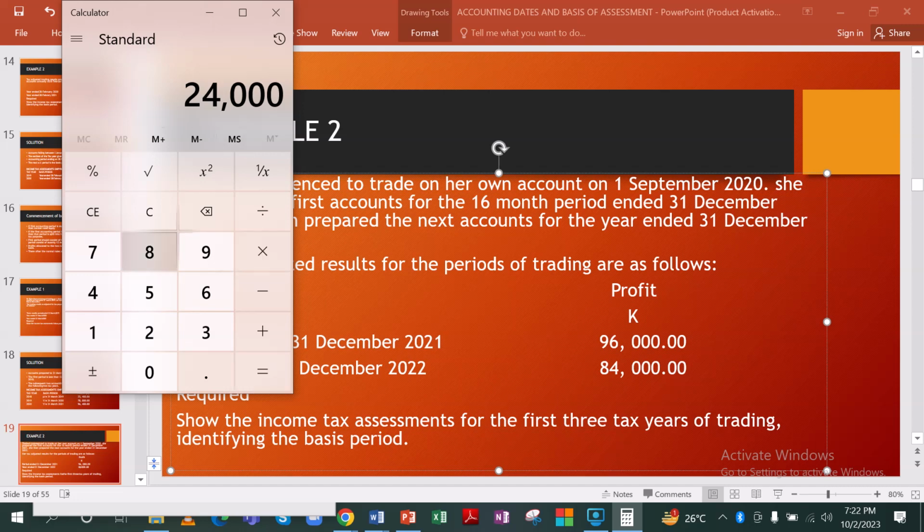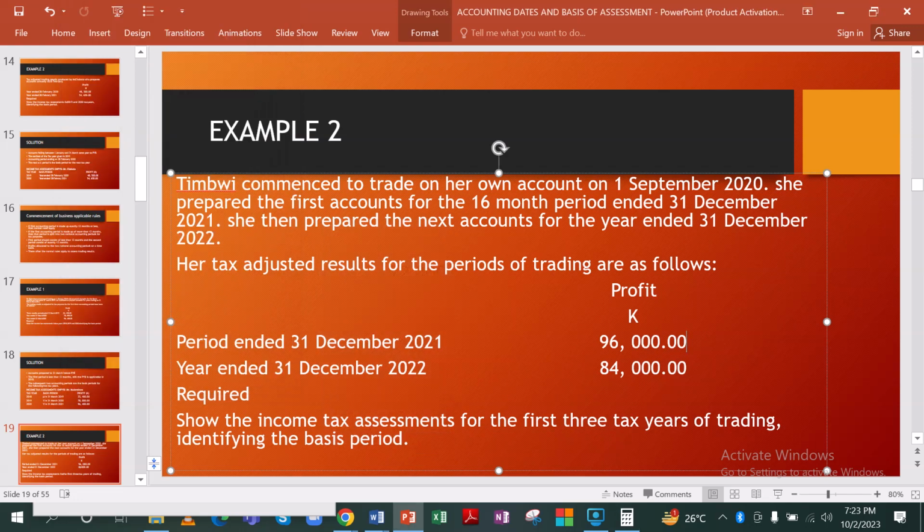Equally, when it comes to the second notional period, that will be exactly 12 months. You divide by the total months covered, that is 16. You are going to have that figure multiplied by what you are apportioning, 96,000. So we end up having 72,000. One is 24,000, the other one is 72,000. That's what we are going to see being apportioned into two notional periods. So when you look at that, you're going to see exactly that.